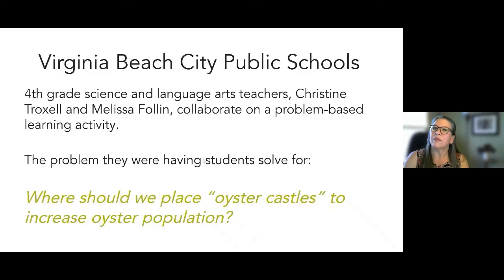The second example I want to share with you is from Virginia Beach City Public Schools. And this was a collaboration between two fourth grade teachers. And they collaborated on a problem-based learning activity. So let me just set this up a little bit. Virginia Beach is right on Chesapeake Bay. And for a long time, there had been declining populations of oysters. And there was a lot of work being done in communities to try to increase the oyster population. And one of the things that researchers had found is that if they build these, they call them oyster castles, but they're really fabricated reefs that the larvae or the spat could stay on until they got older, and it was a way for them to increase their population.